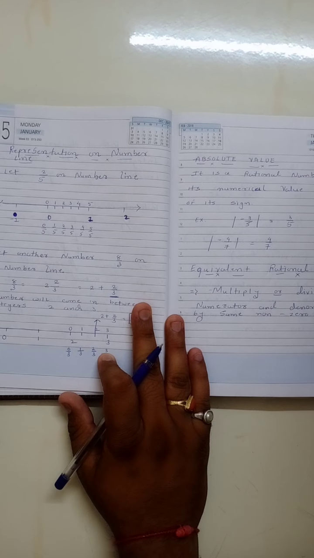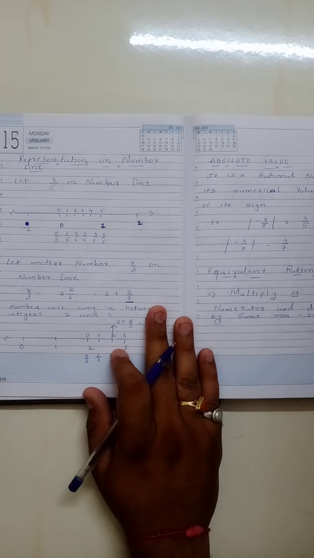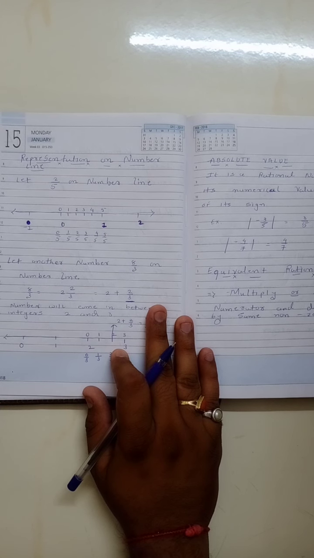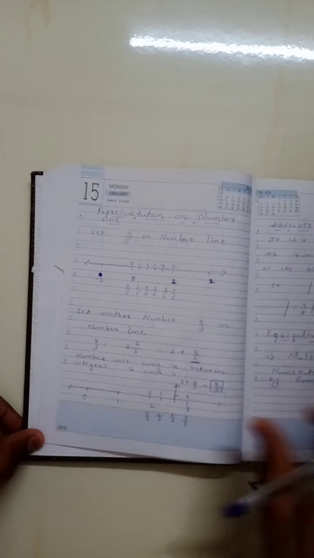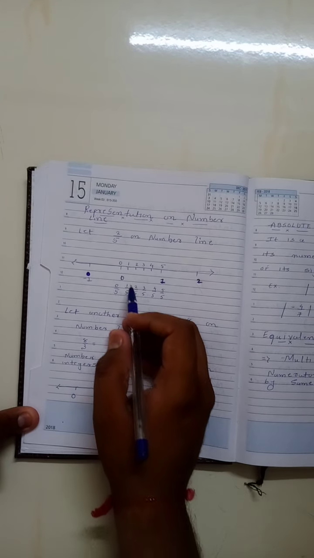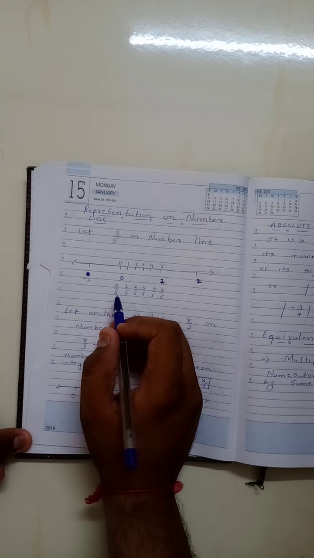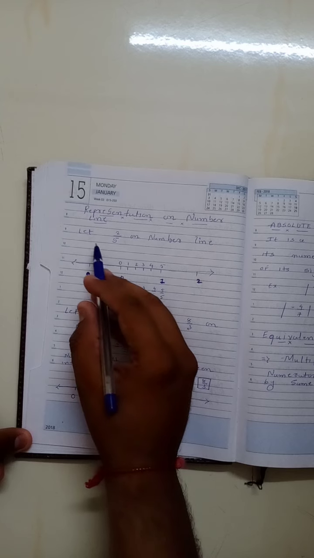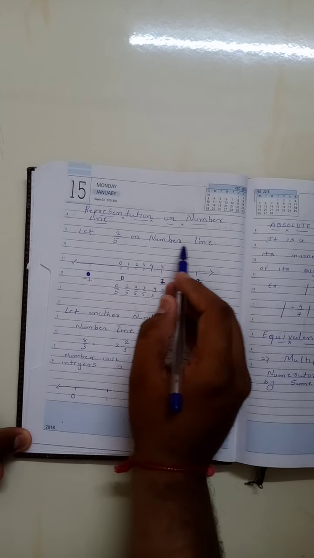Representation on the number line, a very important thing. It will help you in higher standards like 9th and 10th standard also. So here we will take different numbers for representation on the number line. Here we take 2 by 5. Let us place 2 by 5 on the number line.